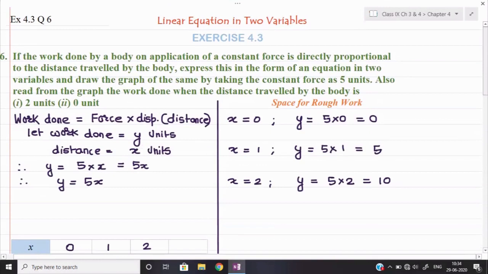Now two questions are remaining in the exercise 4.3, that is question number 7 and question number 8, which we shall see in the next session. Okay, thank you.